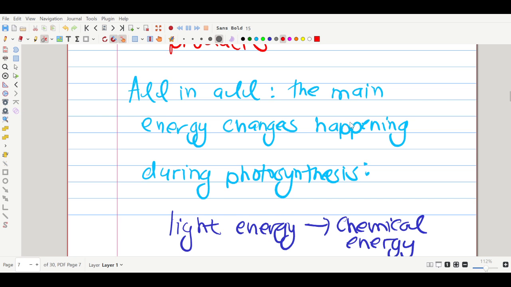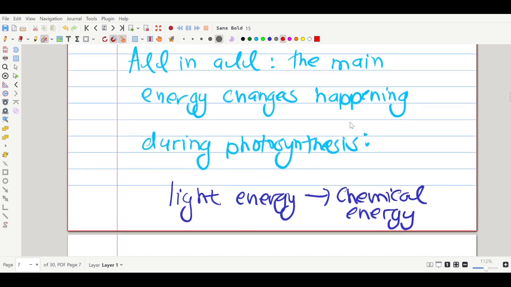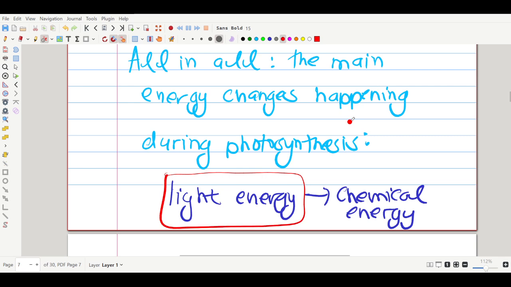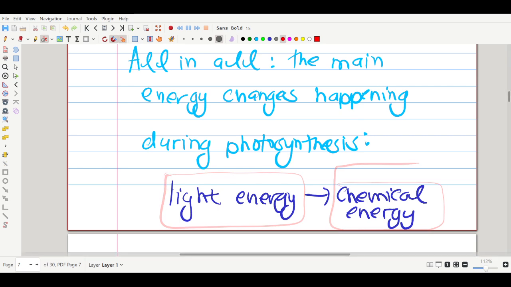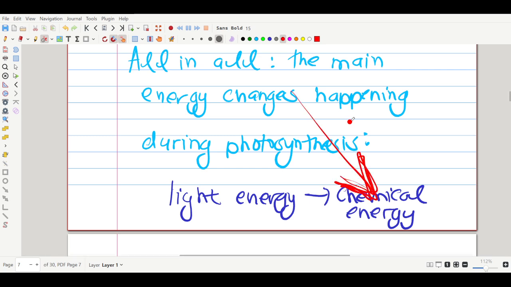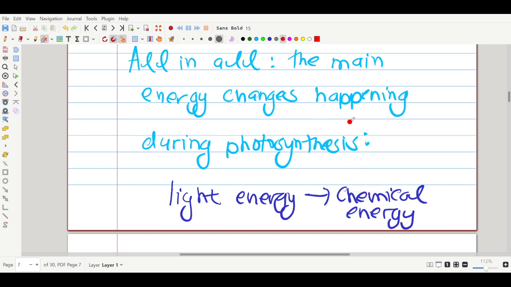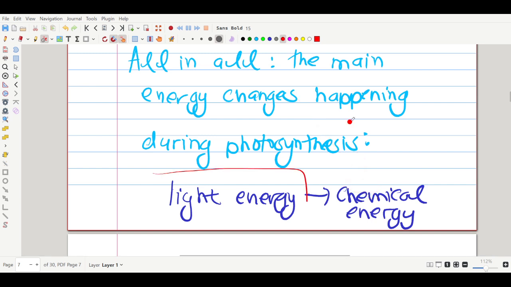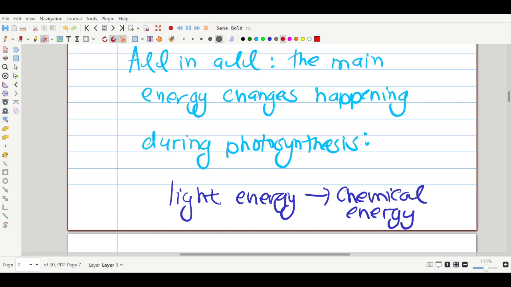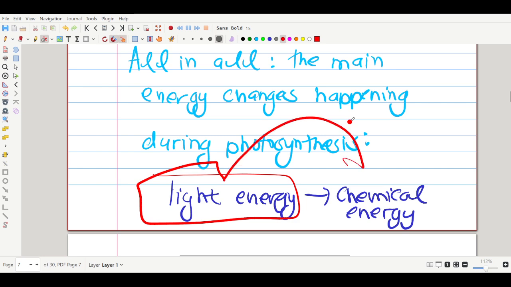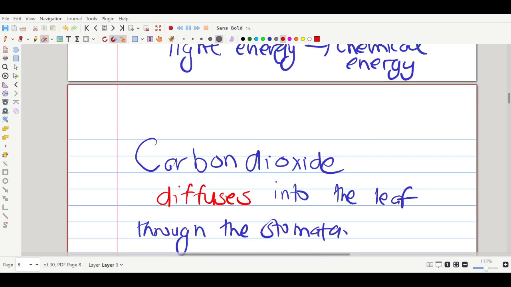All in all, the main energy changes happening during photosynthesis are that we are going from light energy to chemical energy. The process uses light energy and it produces carbohydrates, glucose, which have chemical energy. Food has chemical energy in it. Remember, energy cannot be created nor destroyed. It can only change form. So we are seeing one form of energy being converted into the other: light energy to chemical energy.